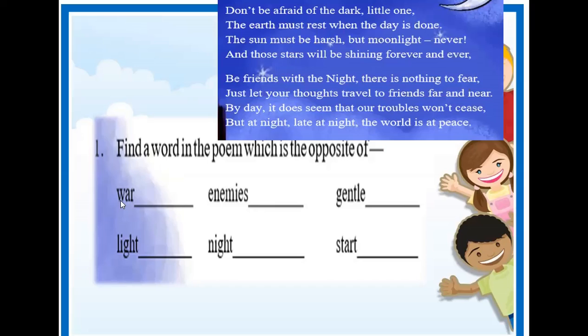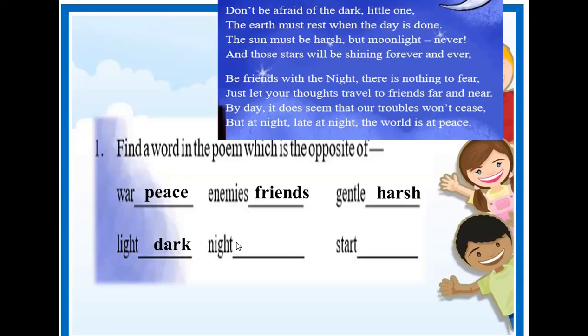The first word given here is war, and its opposite is peace. The second word given here is enemies, and I am sure you know the opposite of the word enemies is friends. The third word given here is gentle, and its opposite is harsh. The fourth word given here is light, and the opposite of the word light is dark.